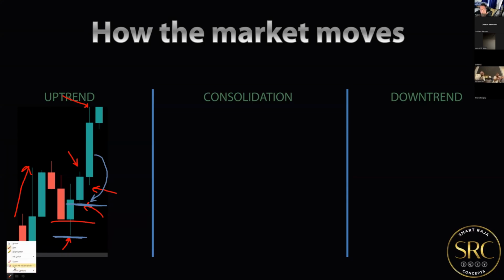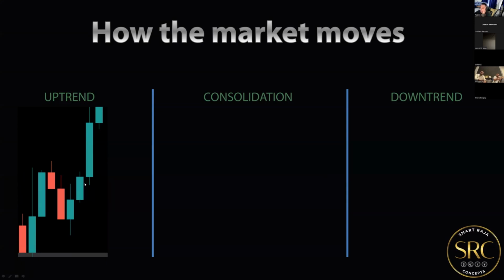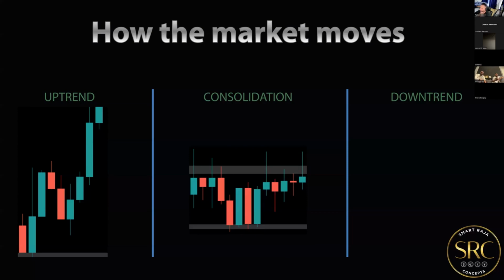So uptrend, where price makes higher lows and higher highs. Very simple, only based on candles. We're only going to be looking at market structure, and we're only going to be looking at candles themselves. Consolidation.